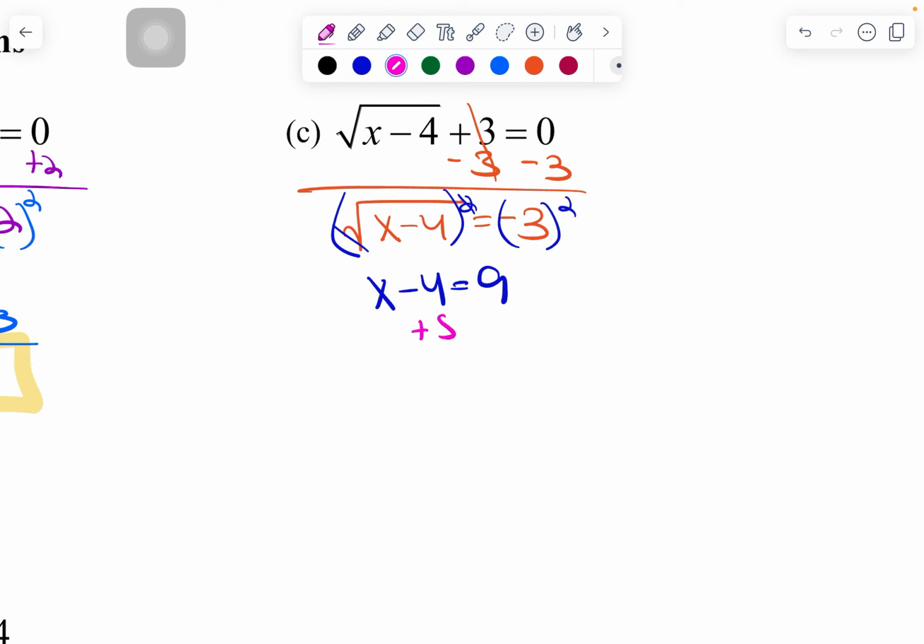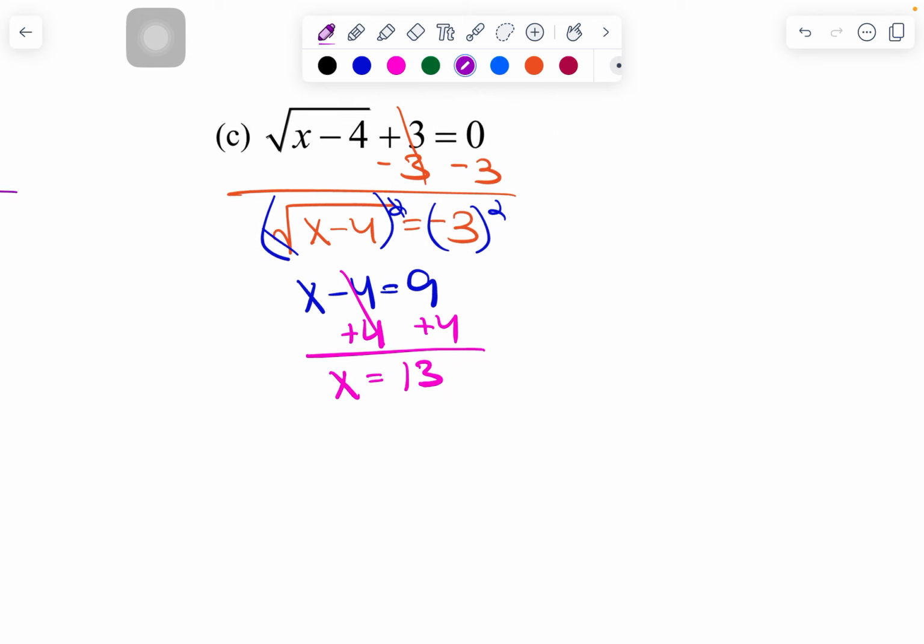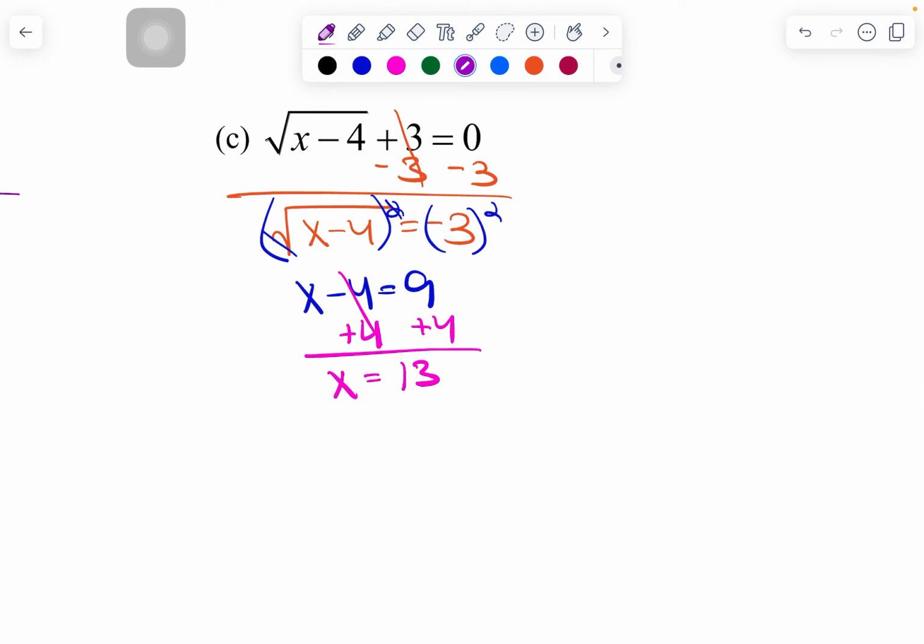And then I'm going to go ahead and add, whoops, why am I adding 5? Let's add 4 to both sides. Helps if I can count. 9 plus 4 makes 13. All right. So I kind of have a feeling that my answer is supposed to be 13. But again, I got to check this. So I'm going to go off to the right side here.